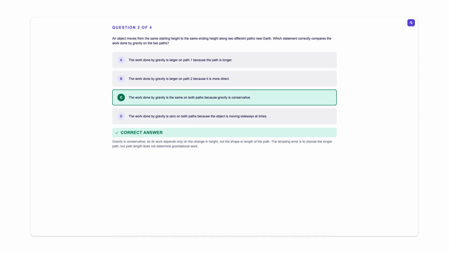Gravity is conservative, so its work depends only on the change in height, not the shape or length of the path. The tempting error is to choose the longer path, but path length does not determine gravitational work.